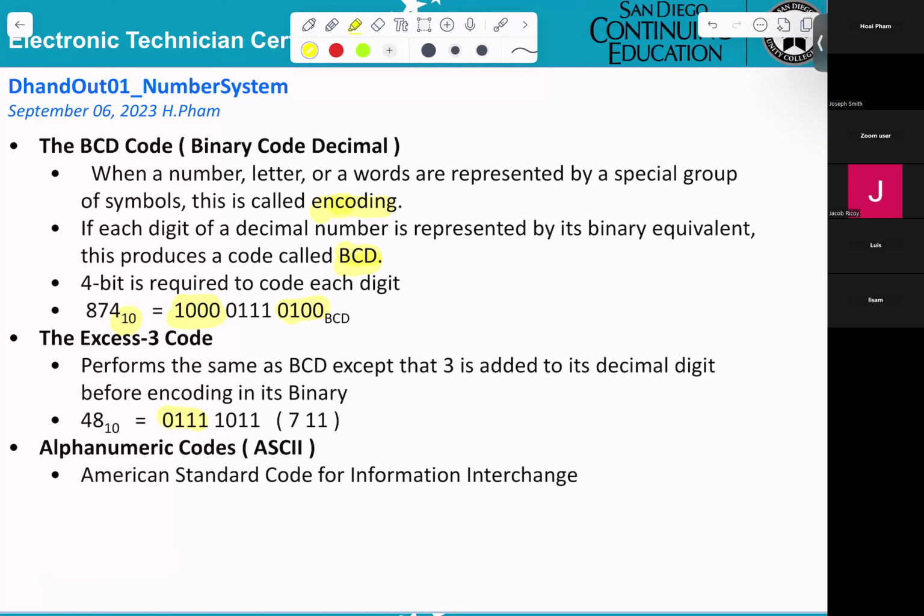Alphanumeric code, ASCII, American Standard Code for Information Interchange. You go into your computer, go to the web, typing ASCII. They give you a table. What is equivalent to anything?